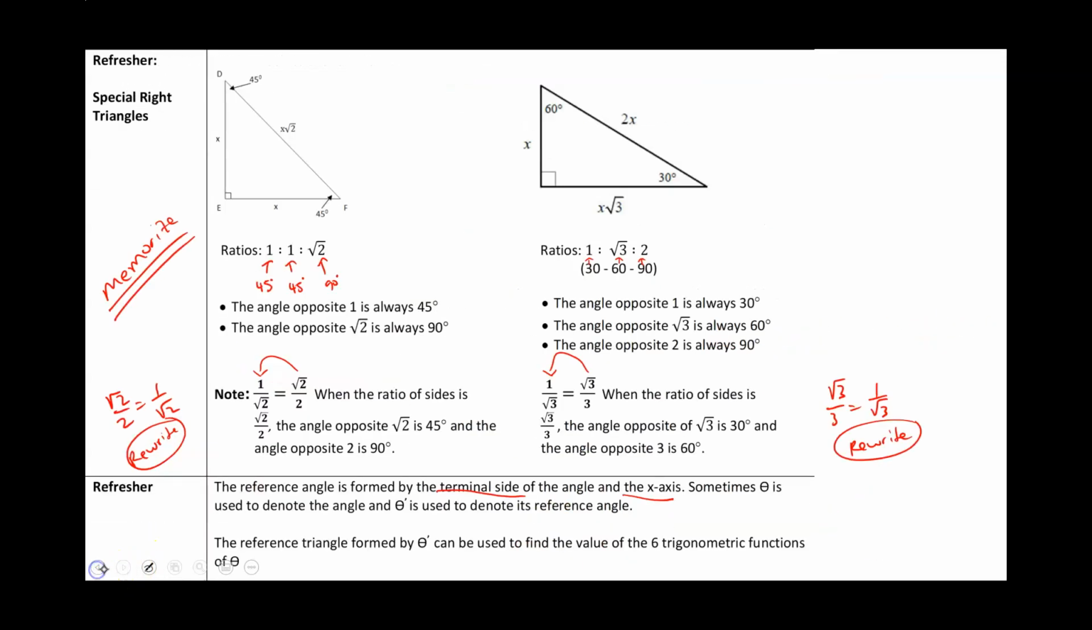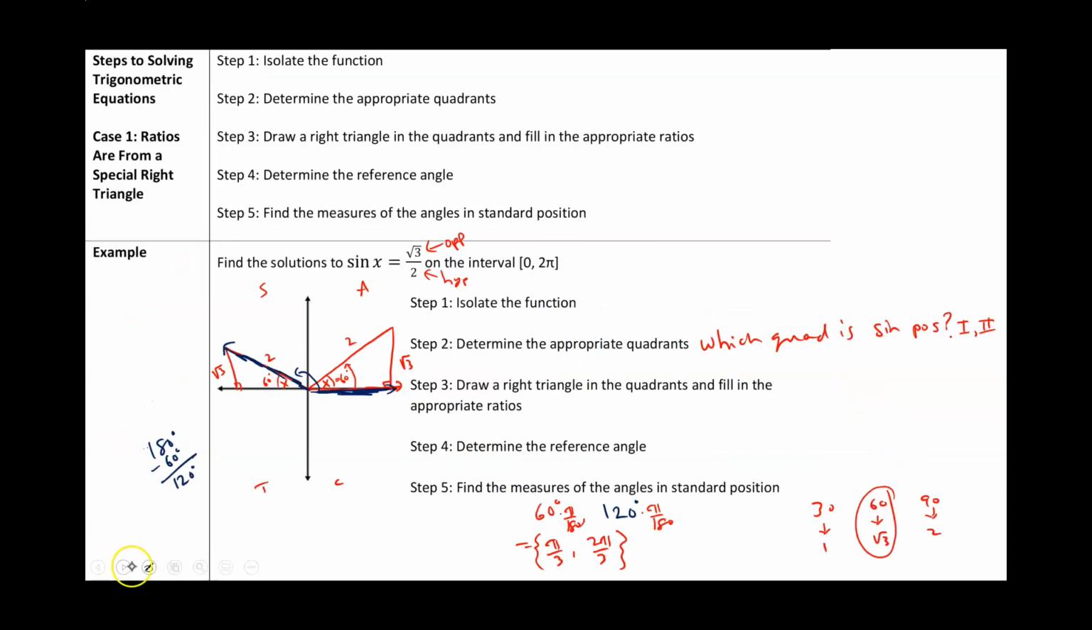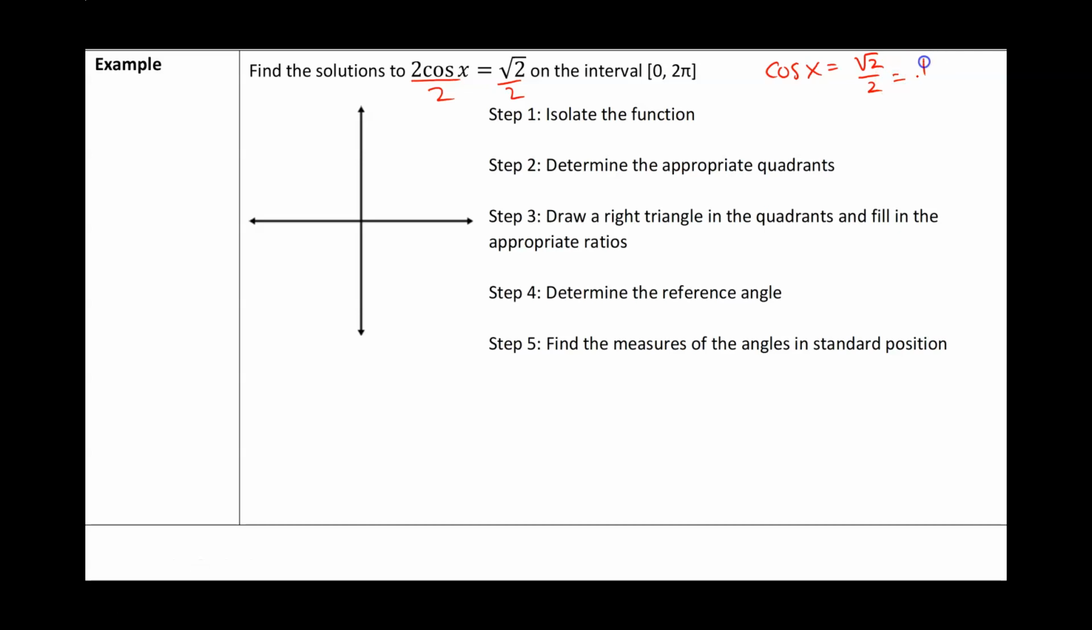Now remember in a previous slide, I said rewrite radical 2 over 2 as 1 over radical 2. So I'm going to rewrite this as 1 over radical 2 so we can get that 1 to radical 2 ratio. Determine the appropriate quadrants. So we're going to ask ourselves, in which quadrants is cosine positive? So if we write all students take calculus, cosine is positive in quadrant 1 and also in quadrant 4.